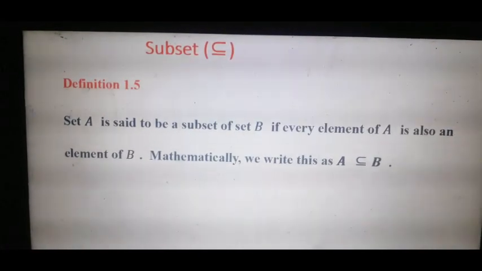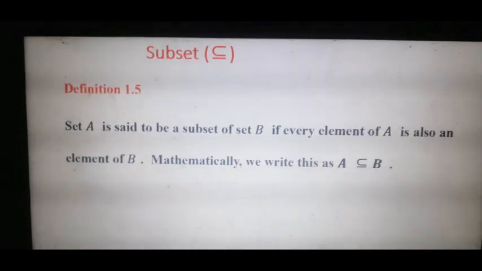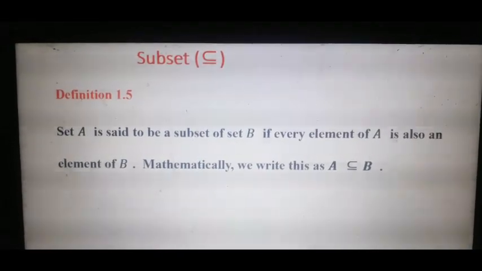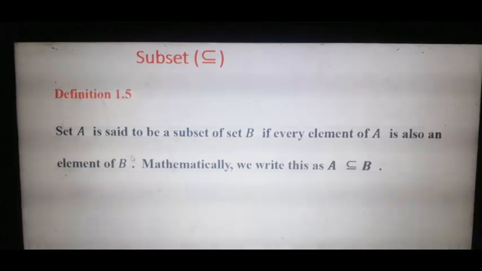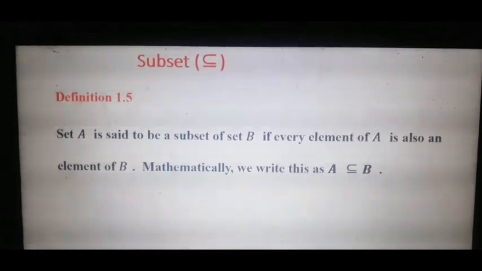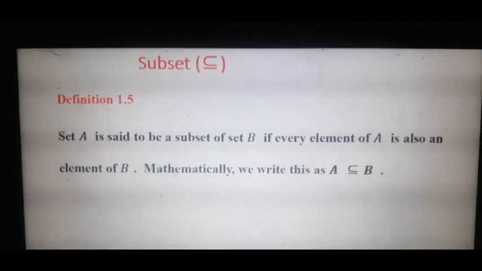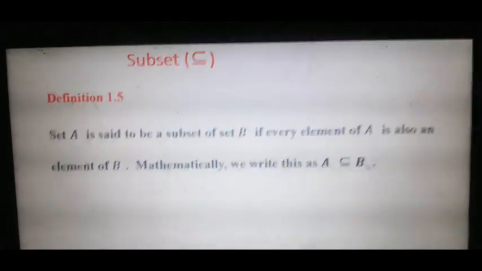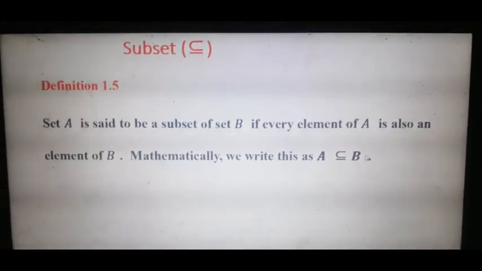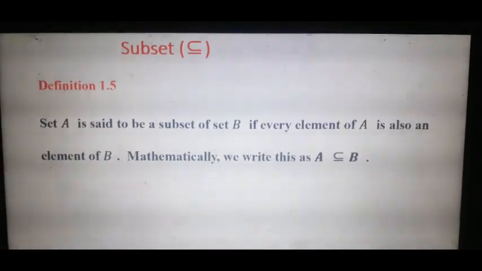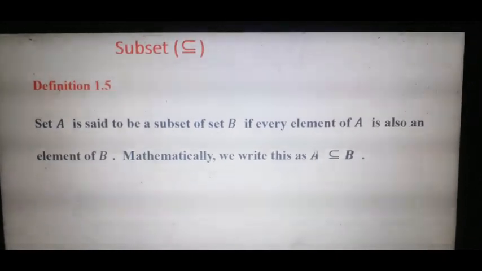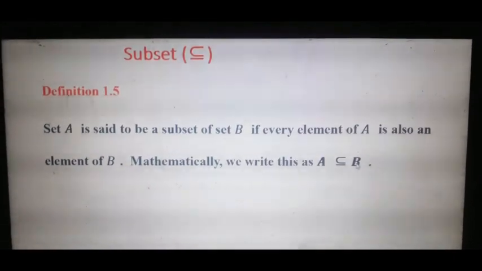So set A is said to be a subset of set B if every element of A is also an element of B. Miseensota tuuta A kan ta'an hundi miseensota tuuta B yoo ta'an. Kana jechuun mallattoon yeroo barreessinu A cita tuuta B jennee akkasitti barreessina jechuudha. To say A is a subset of B, miseensonni A keessa jiran guutumatti B keessa yoo jiraatan.